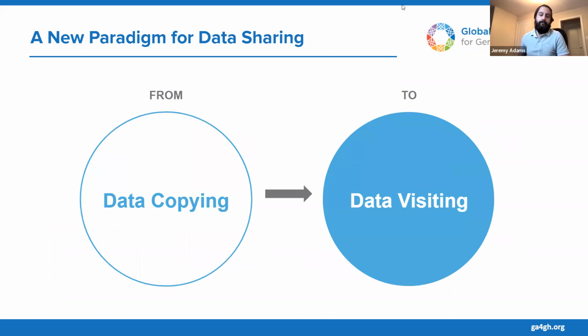So we're seeing a shift from an analysis model of downloading large data sets to local machines, environments, and compute clusters. We're transitioning towards an environment where analytical workflows visit the data where it lives originally via standard APIs, and analysis is conducted on the data in its original place.